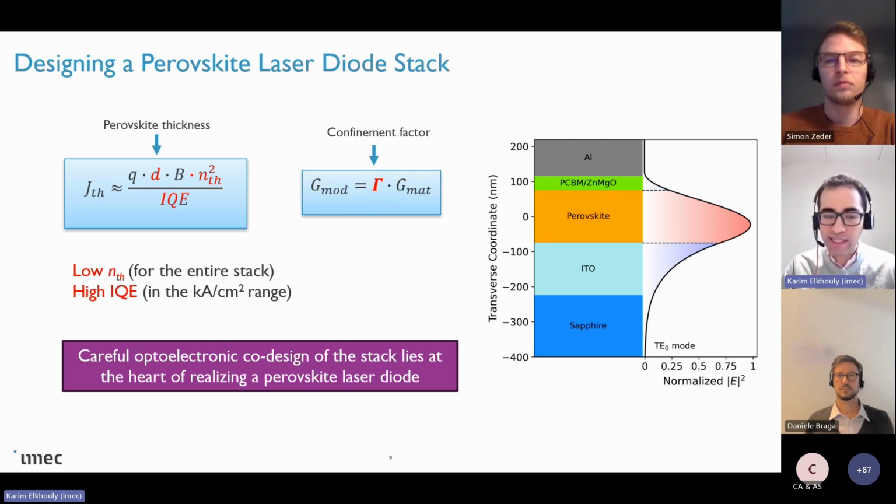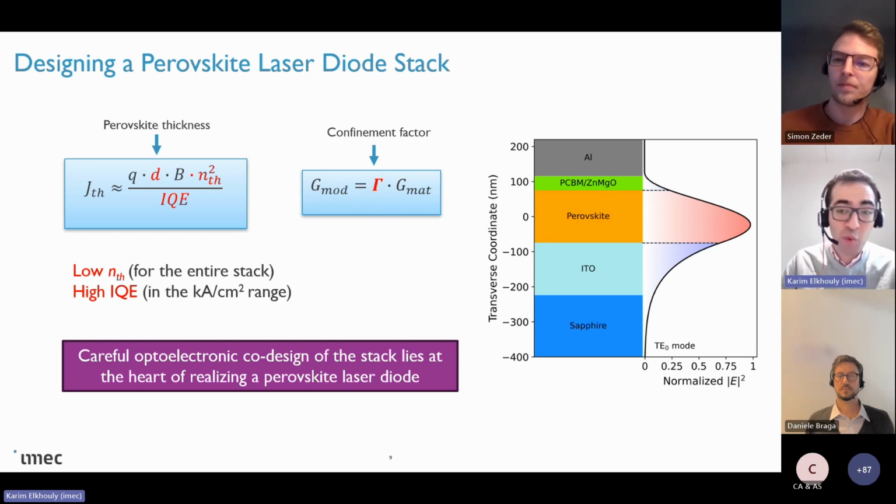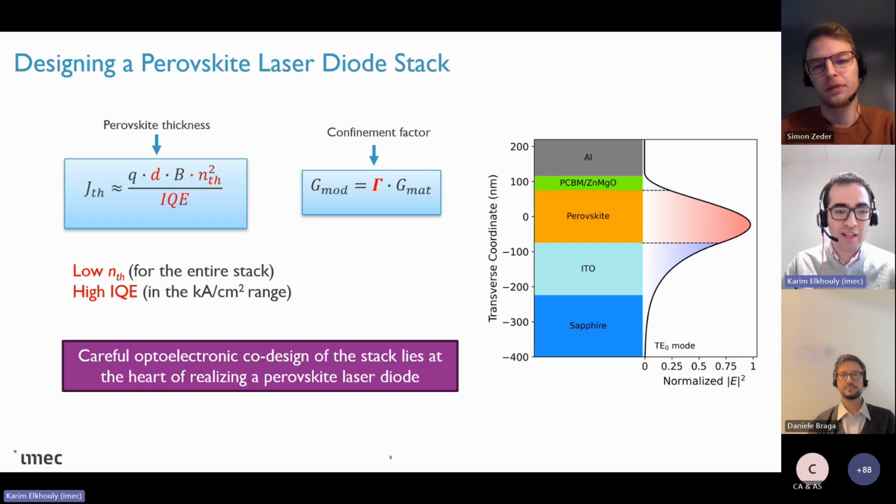And as you can already see here, these electrodes already interfere with the mode, or the mode overlaps with the electrode, let's put it this way, and then this leads to losses. And if you have lots of losses, this increases your threshold. And it means you need to inject even more carriers. So there is an important trade-off. You need to carefully co-design your stack, both electrically and optically.